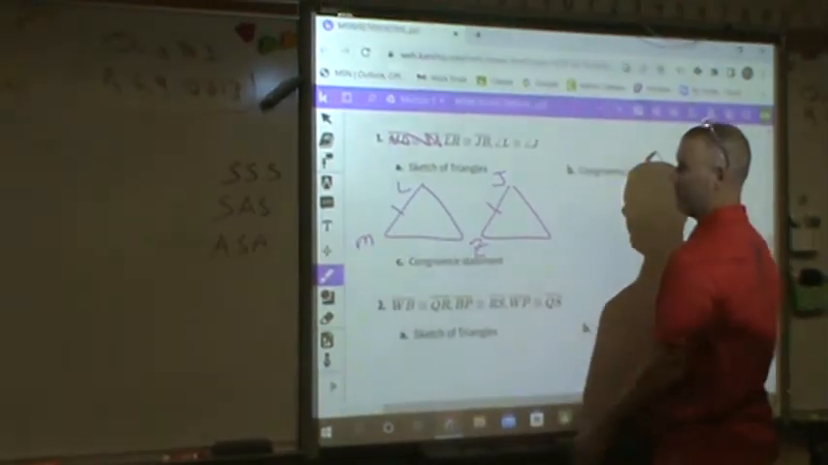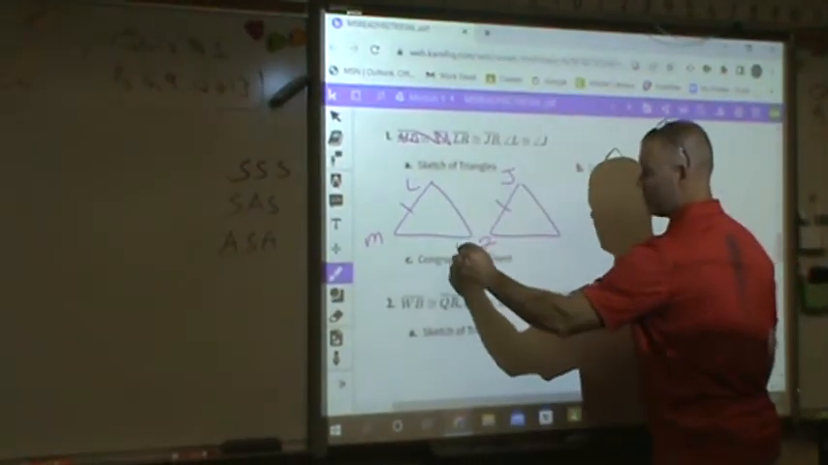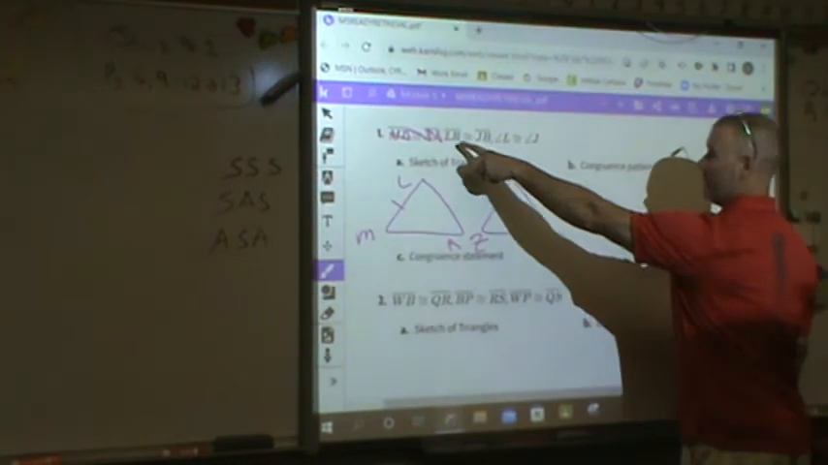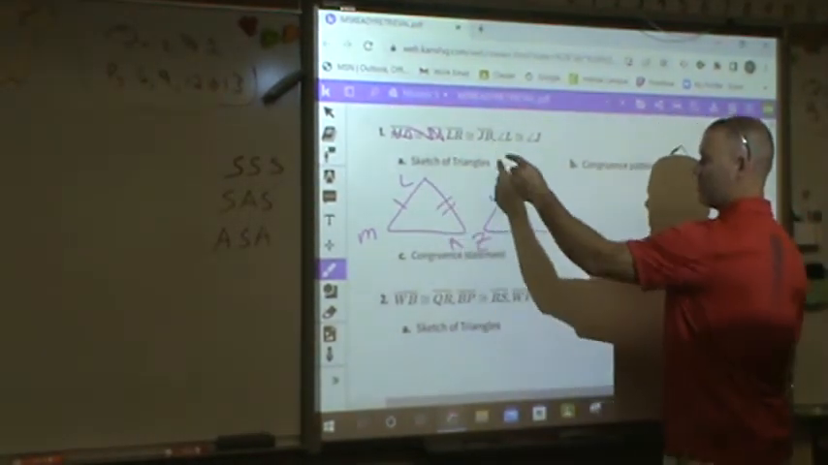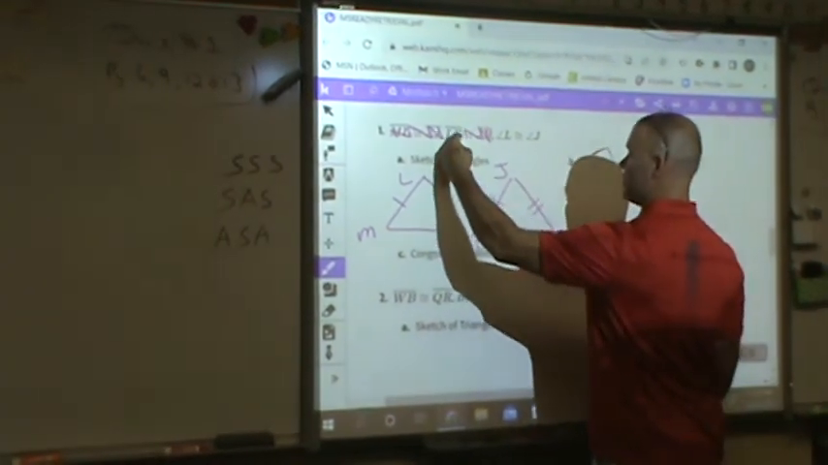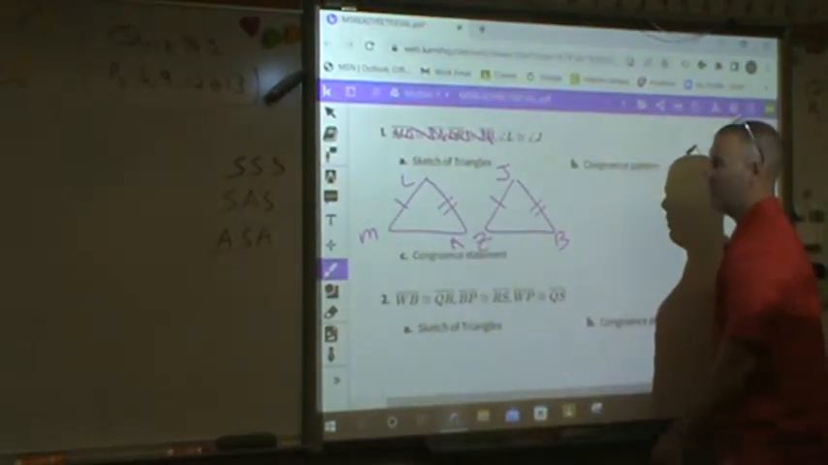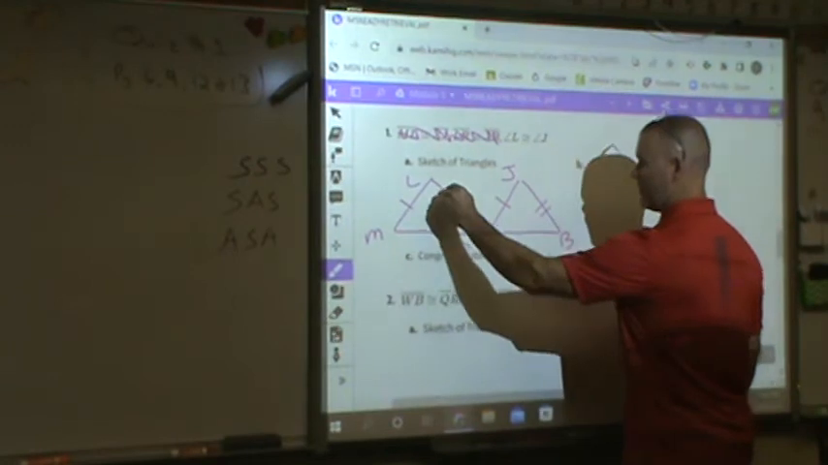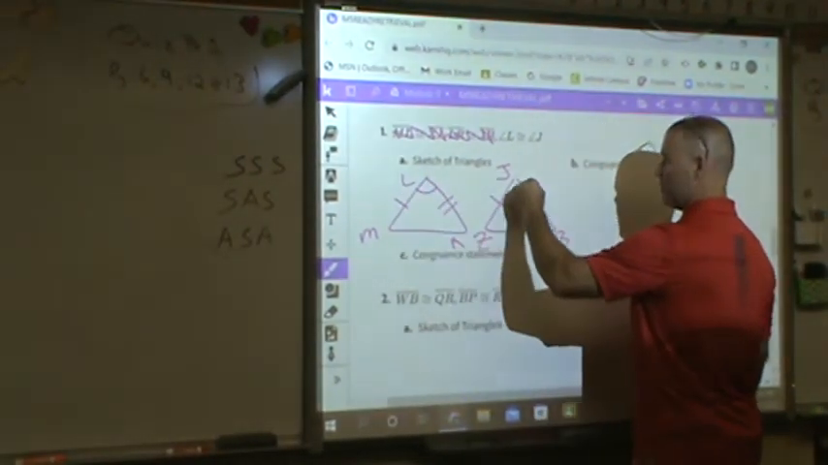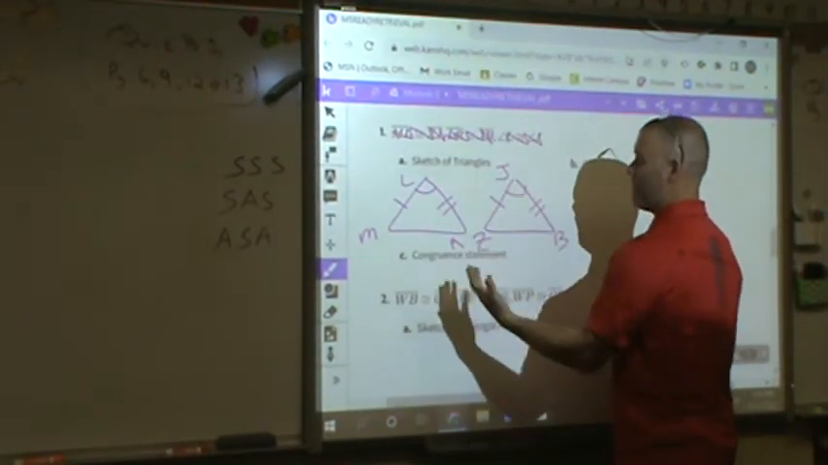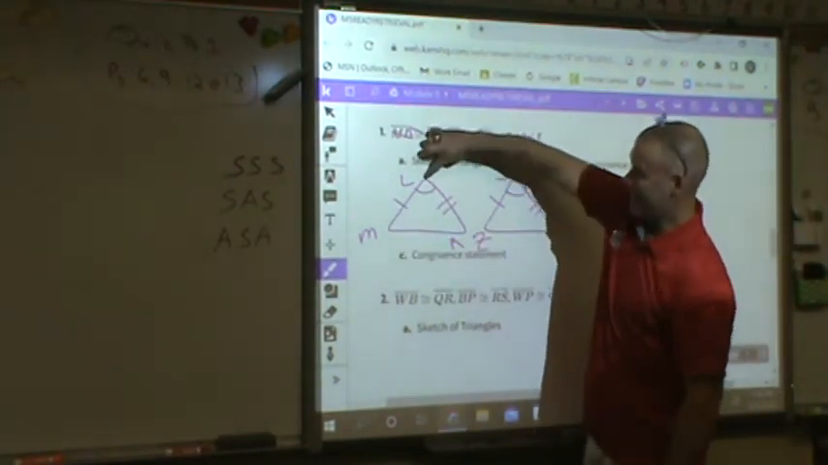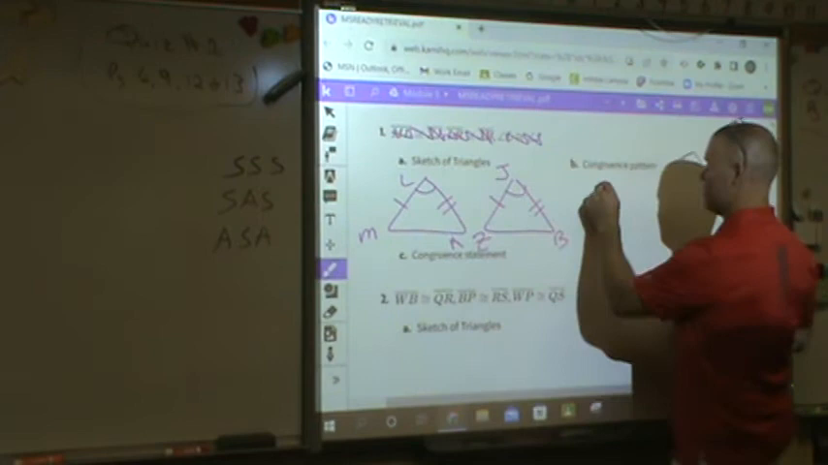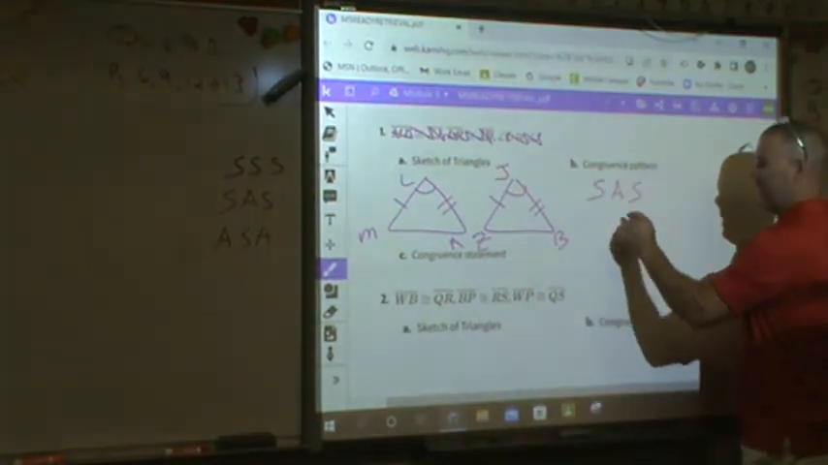I'm done with this, so I'm going to get rid of it. LR, R has no choice but to go right here. And then it says JB. B has no choice but to go down here. So those two segments are congruent. Sorry about the all call there. And angle L is congruent to angle J. So angle L is congruent to angle J. I'm done with that. What is my congruence pattern? I have side. The angle is in between the two sides, so that's an included angle, angle, side, angle.